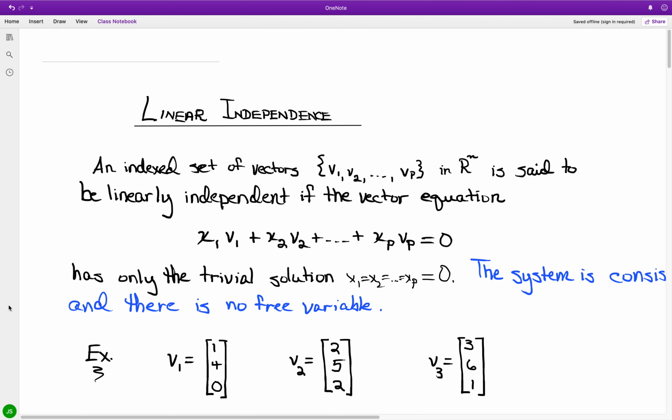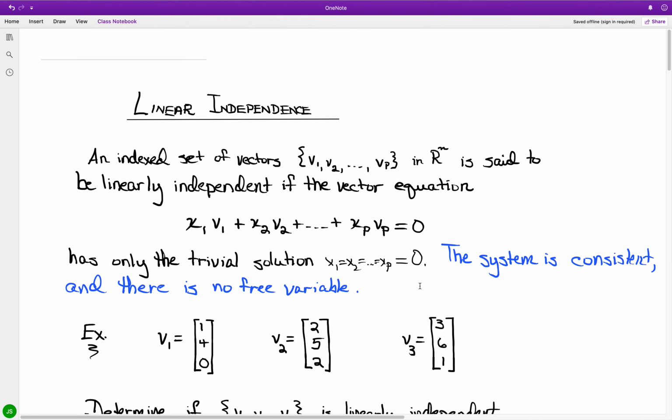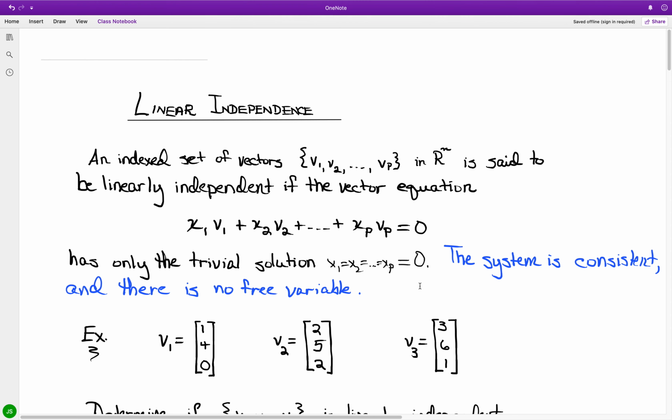Looking into the next portion, we have linear independence. An indexed set of vectors v1 to vp in Rn is said to be linearly independent if the vector equation x1 v1 plus x2 v2 all the way up to xp vp is equal to 0 has only the trivial solution, where the weights x1, x2, all the way up to xp will all be equal to 0. And now the system is consistent and there is no free variable.